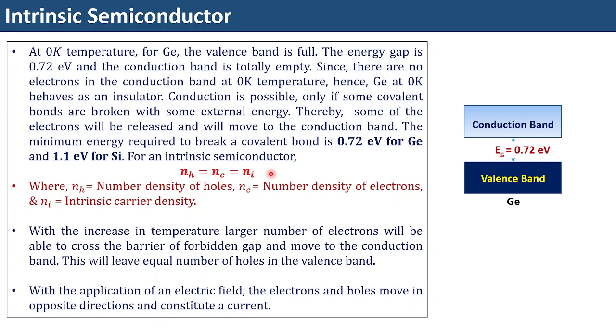You can just call it the intrinsic carrier density. If you just give the intrinsic carrier density, which is equal to Ni, then we will automatically know that these many electrons and these many holes are present.